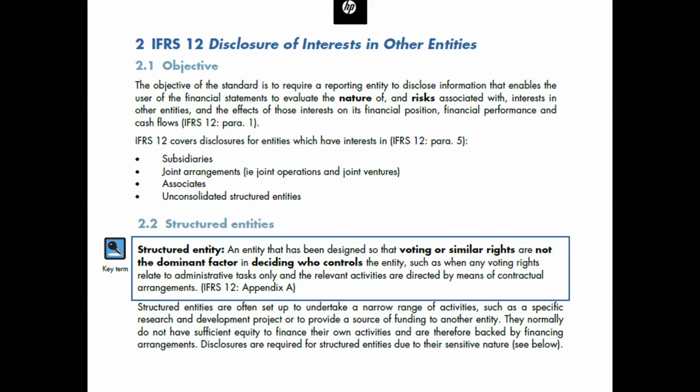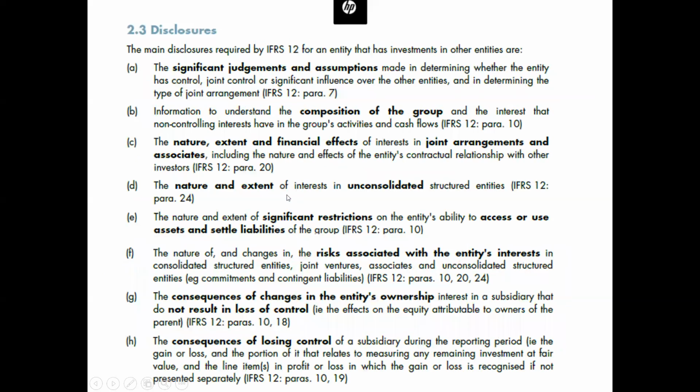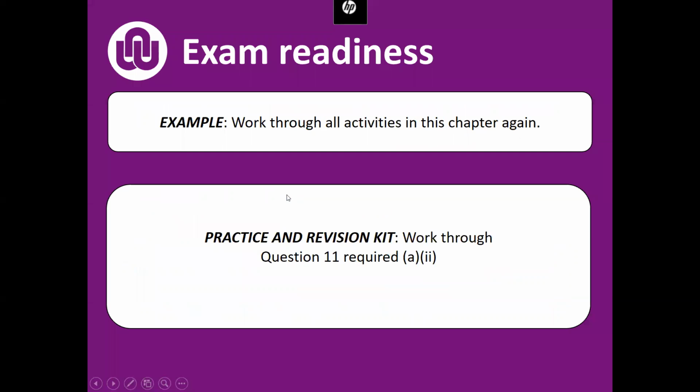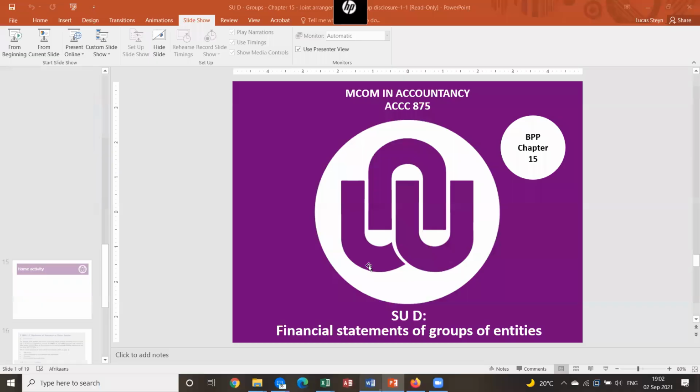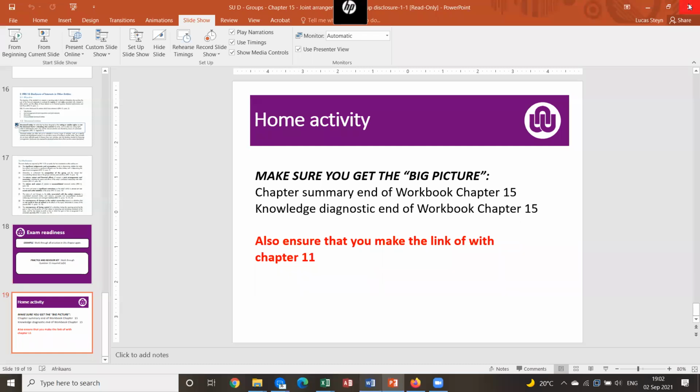Then the last couple of minutes, we also need to be able to disclose interests in other entities. So this is related party disclosures, which I want you to be able to understand and disclose. So you need to make sure about disclosures for subsidiaries, joint arrangements, associates, and unconsolidated structured entities. So they give you a bit of guidance about the disclosure. You can work through each one of them and make sure you understand it. And to make sure you are able to apply it, go and look at question 11, required A2. Okay. And that's everything that we need to know about the session of today.